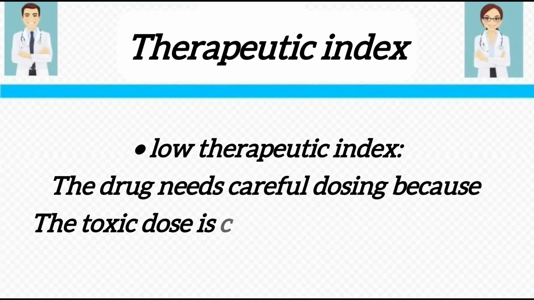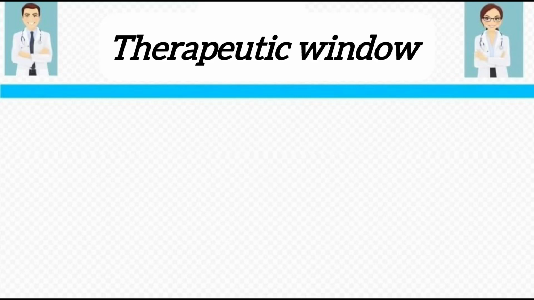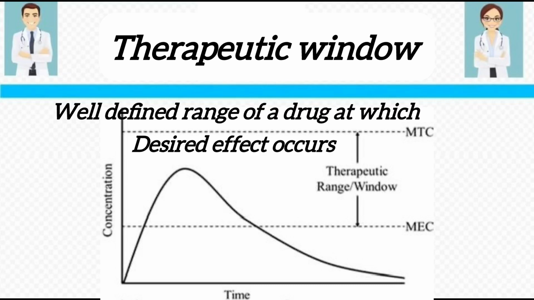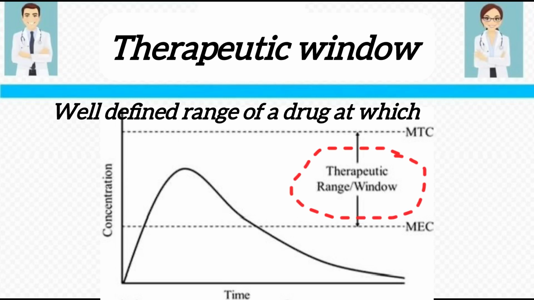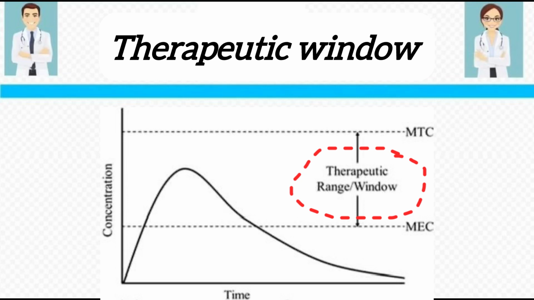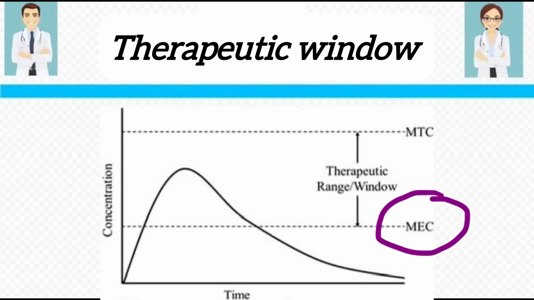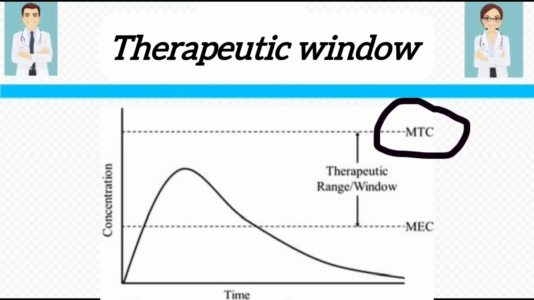Okay, what is the therapeutic window? Therapeutic window is the graphical representation of a range. It tells us a well-defined range of drug at which a drug's desired effects occur. So it tells us the points at which the drug shows its desired effects, below which there is little effect and above which toxicity occurs.